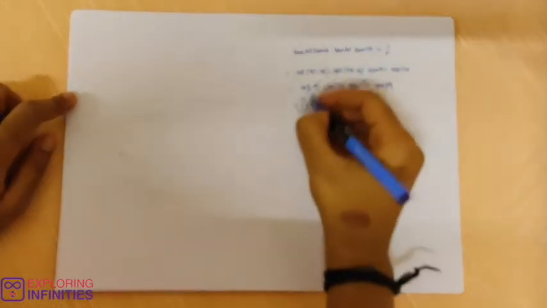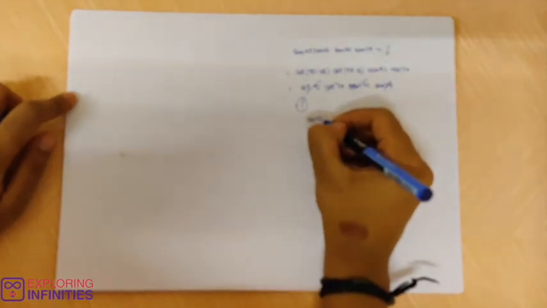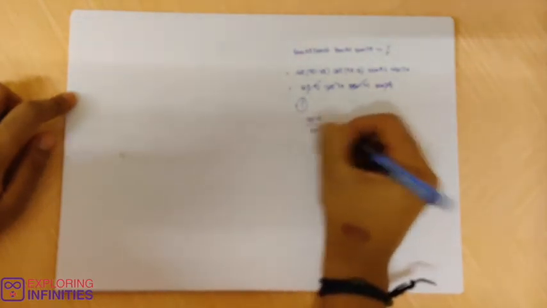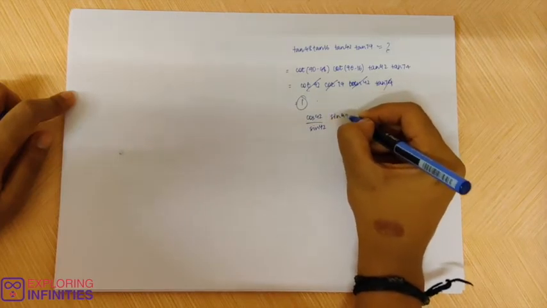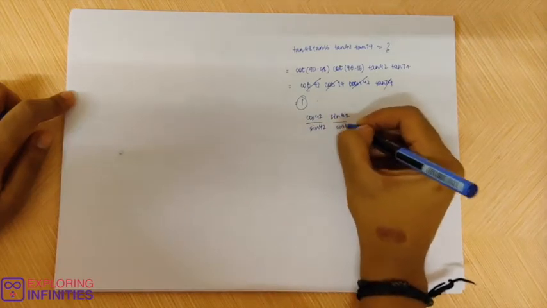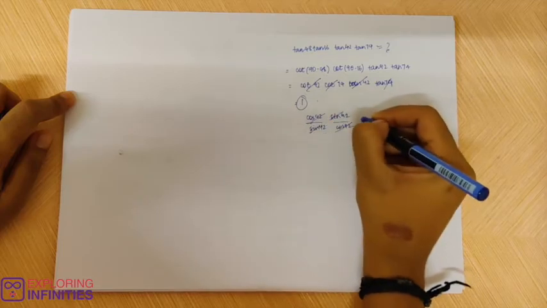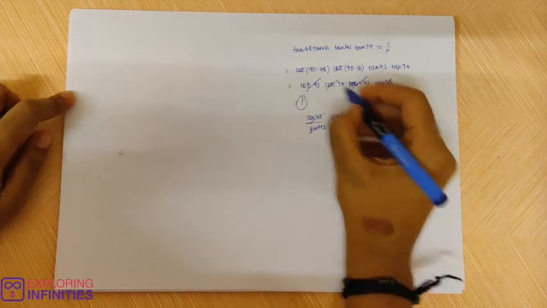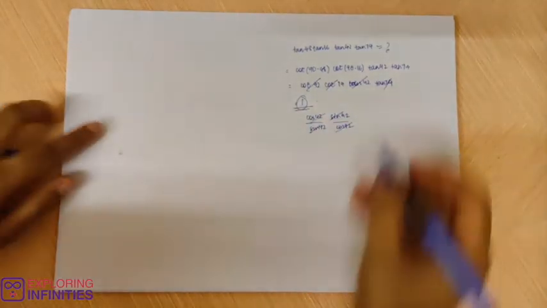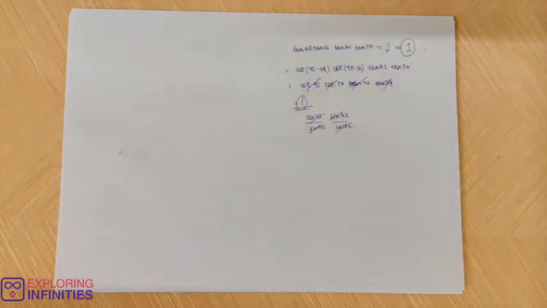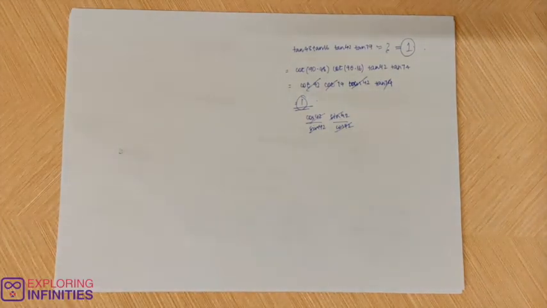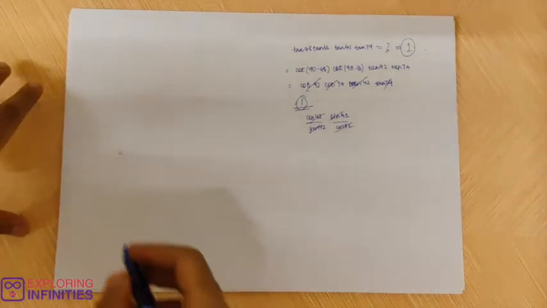Why? Because cot 42 is cos 42 by sin 42 and tan 42 is sin 42 by cos 42. So they will be cancelled, right? Similarly, these also will be cancelled. So the remaining value will be 1. So the value of this is 1. Okay. So now let's move on to a concept called trigonometric identities. What is the concept?